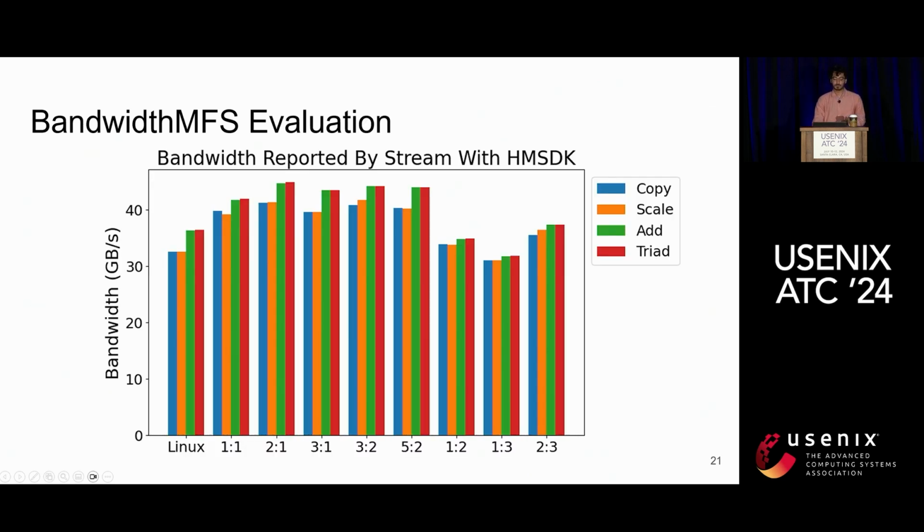To evaluate bandwidth MFS, we ran the STREAM microbenchmark using it with different interleave ratios to measure the used memory bandwidth. In this figure, the ratios are written as local node weight, remote node weight. The Linux label uses the default Linux memory manager, which keeps all the memory in the local node. The bandwidth usage varying with the interleave ratio shows that bandwidth MFS is indeed interleaving the pages at the desired ratios, and that interleaving with the correct ratios can increase the bandwidth available to applications.